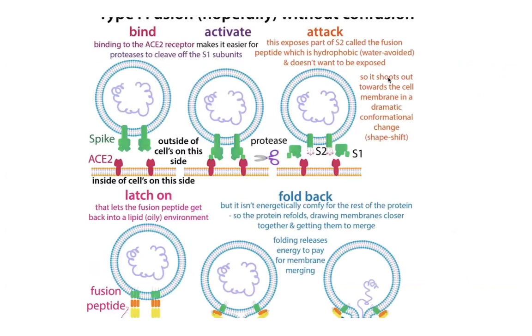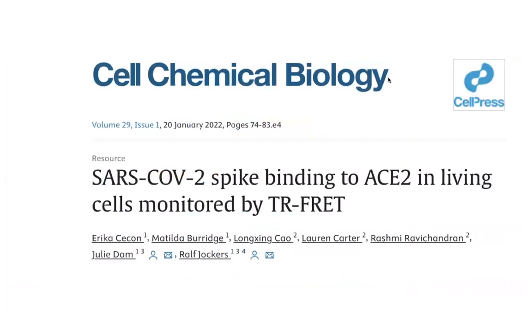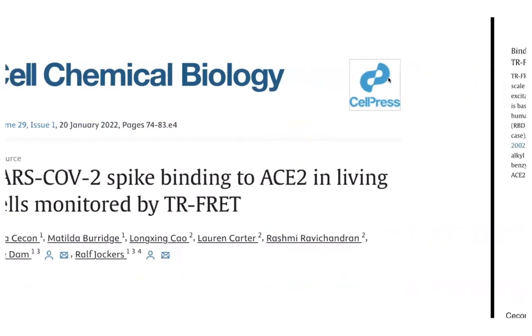And remember that the specific region that binds is the receptor binding domain. So they're going to use FRET to measure the binding of the receptor binding domain to ACE2 in living cells. TR, this is time resolved. Don't worry about it. It's just a type of FRET.